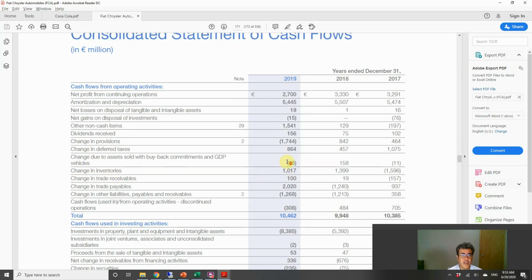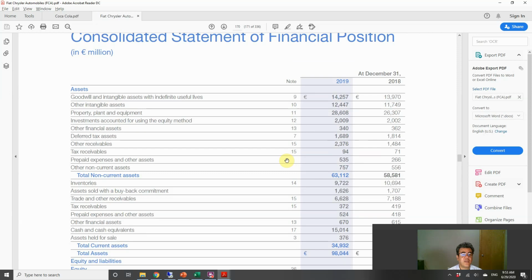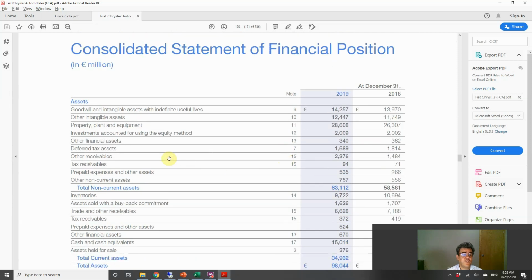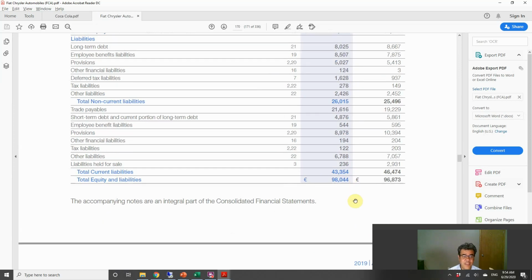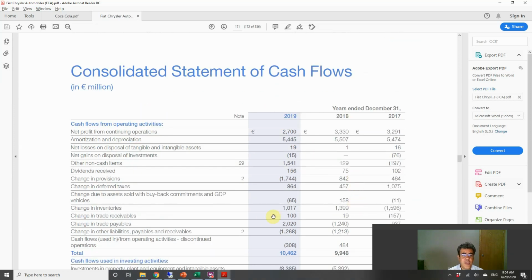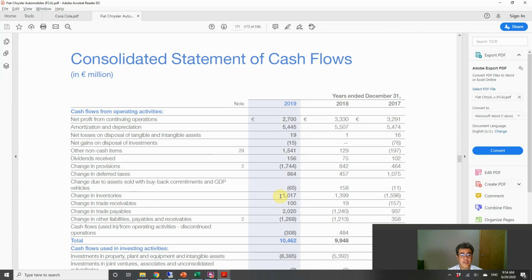If we go to our inventory, let's find it here. Inventory, where are you? Oh, inventory. We are decreasing inventory here, a little bit more than 1,000, or 1 billion if we are talking about millions here. So if we are decreasing inventory, that means we sell it. So we sell more than we purchase. So when we decrease inventory, we are adding to our cash.